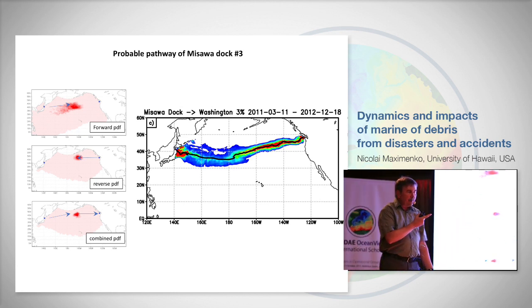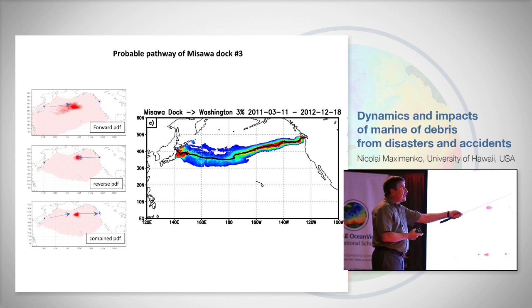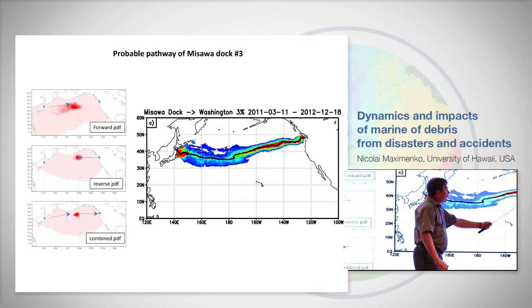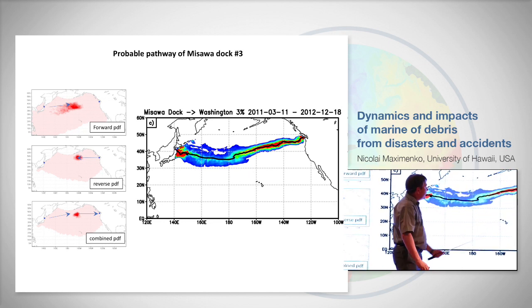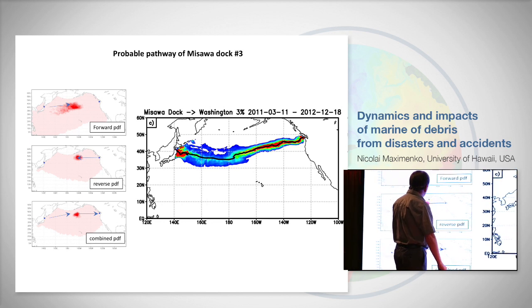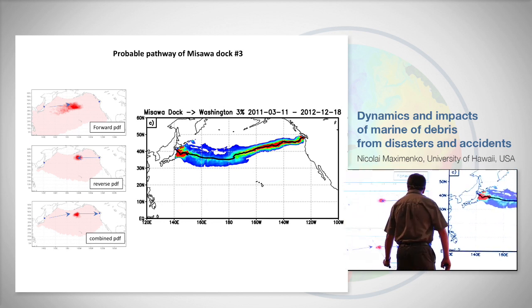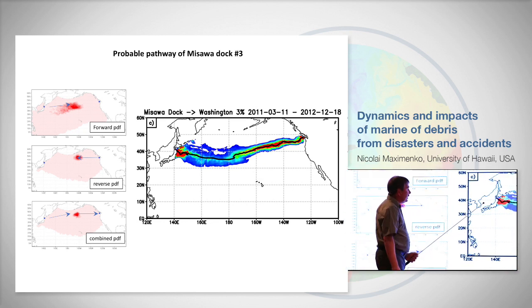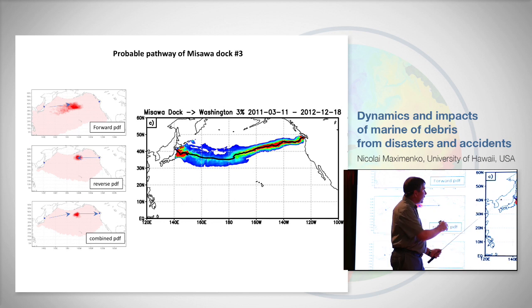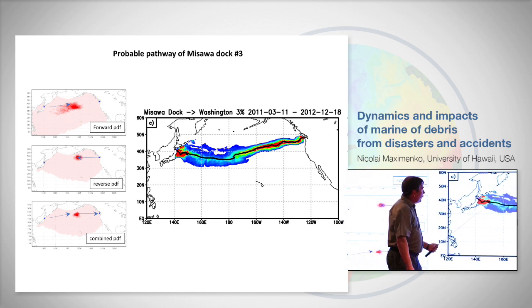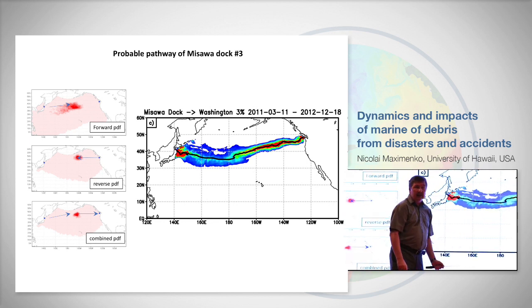So this is an example of the second dock, twin dock, that ended a year, half a year later in Washington State. This is the forward simulation, the backward simulation. This is the product of these two as a probability of location at an intermediate time moment. And then this is the integral of these PDFs. And you can see it's amazingly narrow.